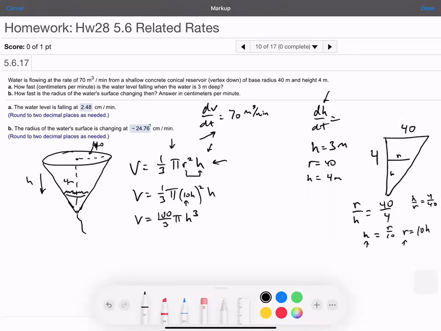Pick the variable that you want to solve for. So the volume dV over dt is equal to, bring down the 3, that gets rid of this 3, so it's 100 pi h squared dH over dt. Why? Because the derivative of h cubed is 3h squared, and then dH over dt. And this 3 divides out with that bottom 3.